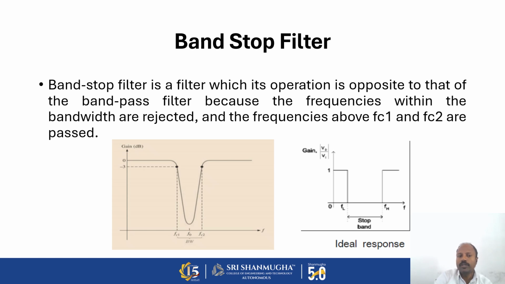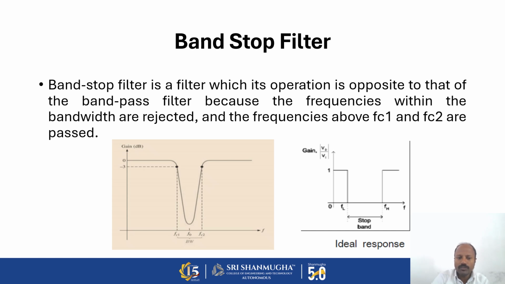This is the band stop filter. A band stop filter is a filter whose operation is opposite to that of a band pass filter. So previously we have seen the band pass filter where the center range of frequency will be allowed to pass through, but here we are rejecting the middle frequencies. A band stop filter is opposite to a band pass filter because the frequencies within the bandwidth are rejected and the frequencies below FC1 and above FC2 are passed.